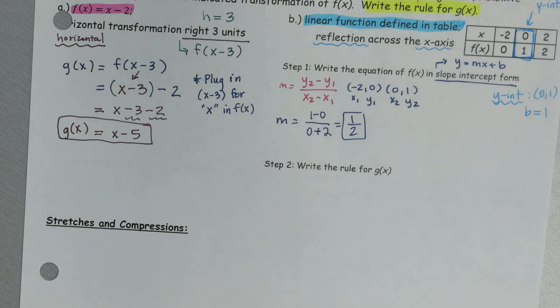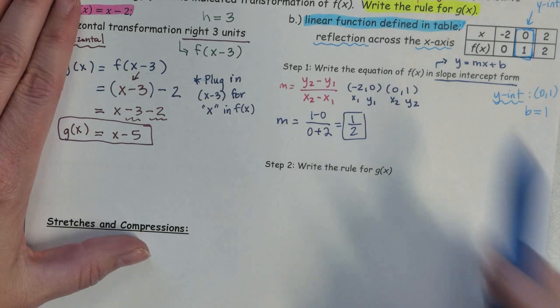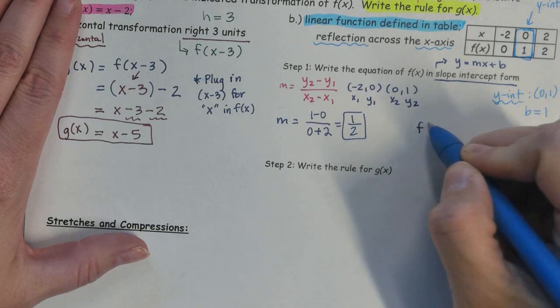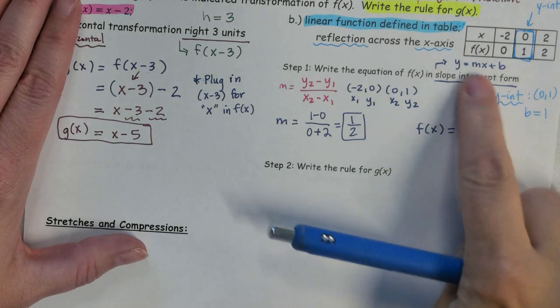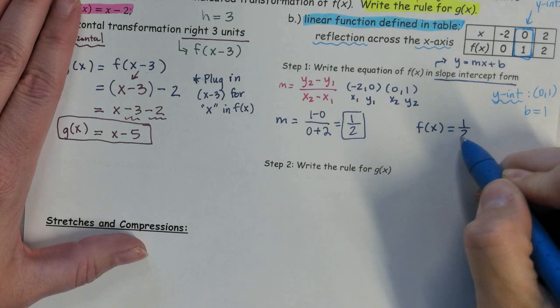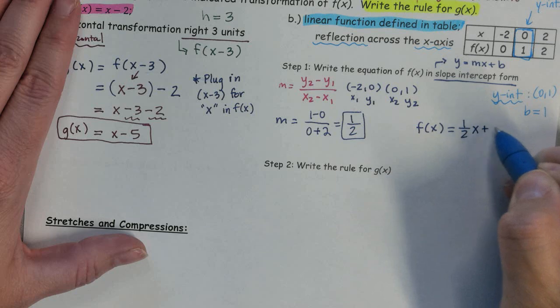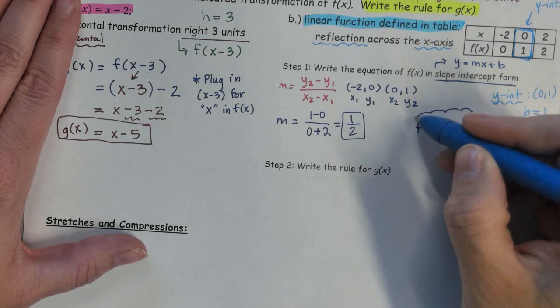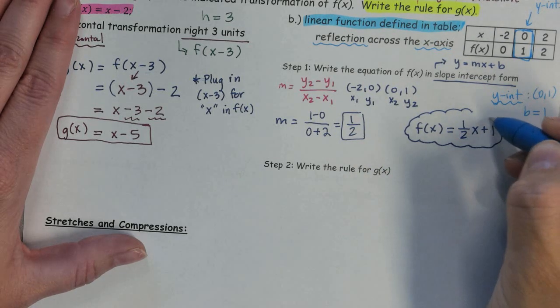So remember, you're writing the equation in slope-intercept form. We're going to use f of x. So 1/2 x, and then we already found that b was 1, so it'll be plus 1. Okay, so there you go.